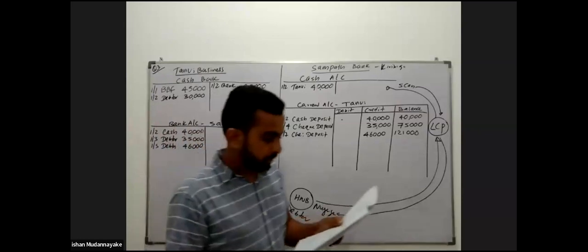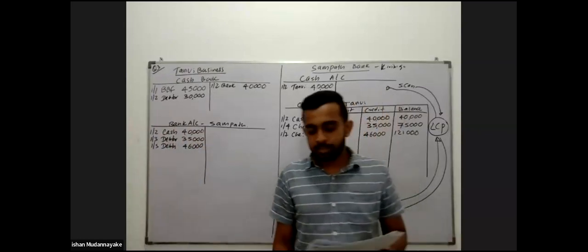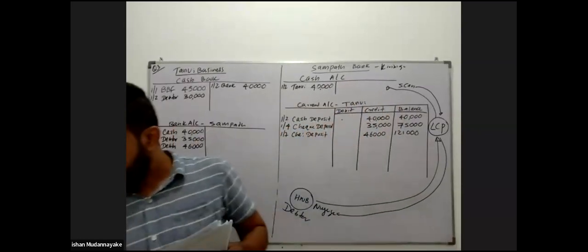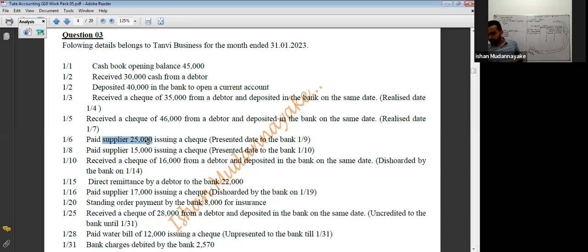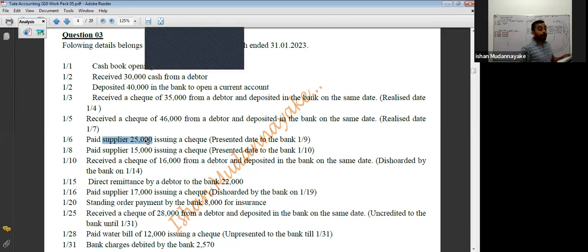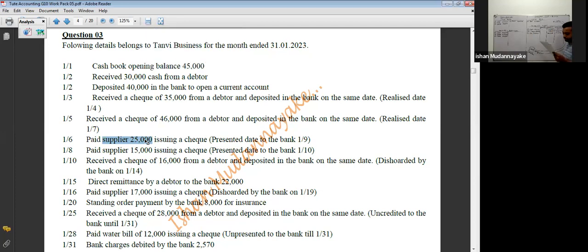And then look at the next transaction. 6th January, paid supplier 25,000 by issuing a check. Presented date to the bank 9th January. By issuing a check, they paid 25,000 to the supplier.